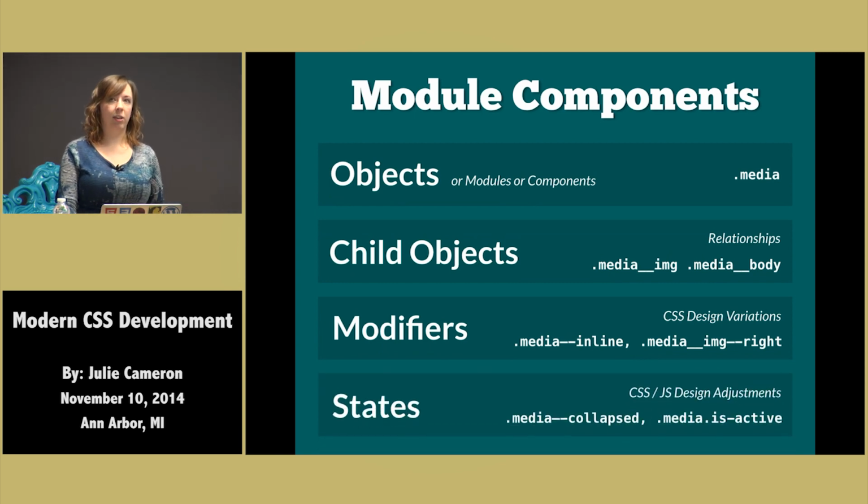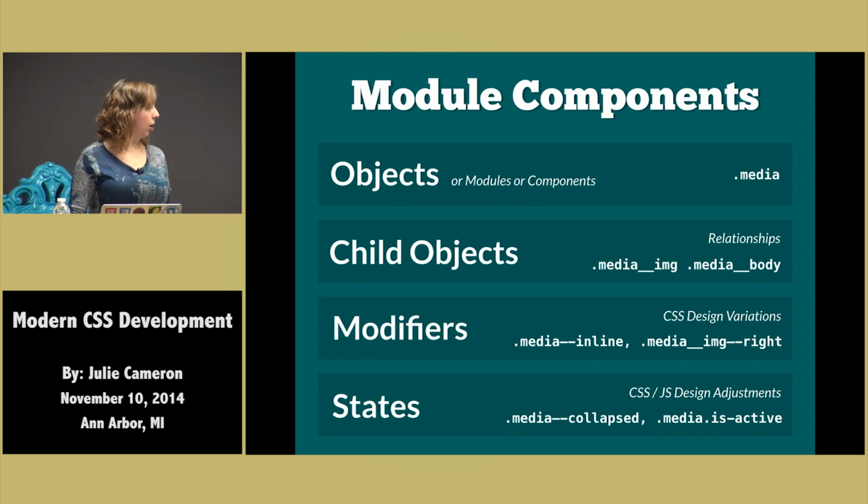And lastly, we've got states. And these could be both CSS or JavaScript adjustments. Things like your pseudo styles for hover or active states. Things like JavaScript adjustments. Maybe you've got a collapsed state on your media object. Maybe you've got an active state on your media object.